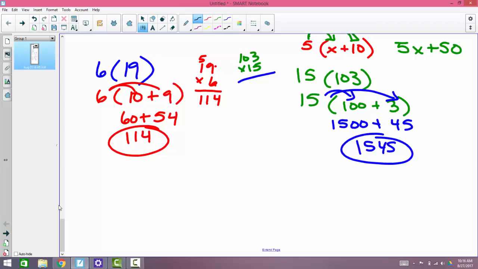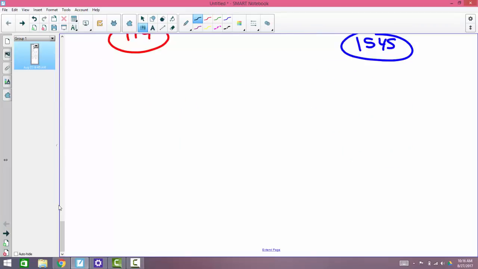Okay, 3 more vocabulary words and 3 more problems, maybe 4. Like terms. So this is when you have the same variable. That means letter, raised to the same power.